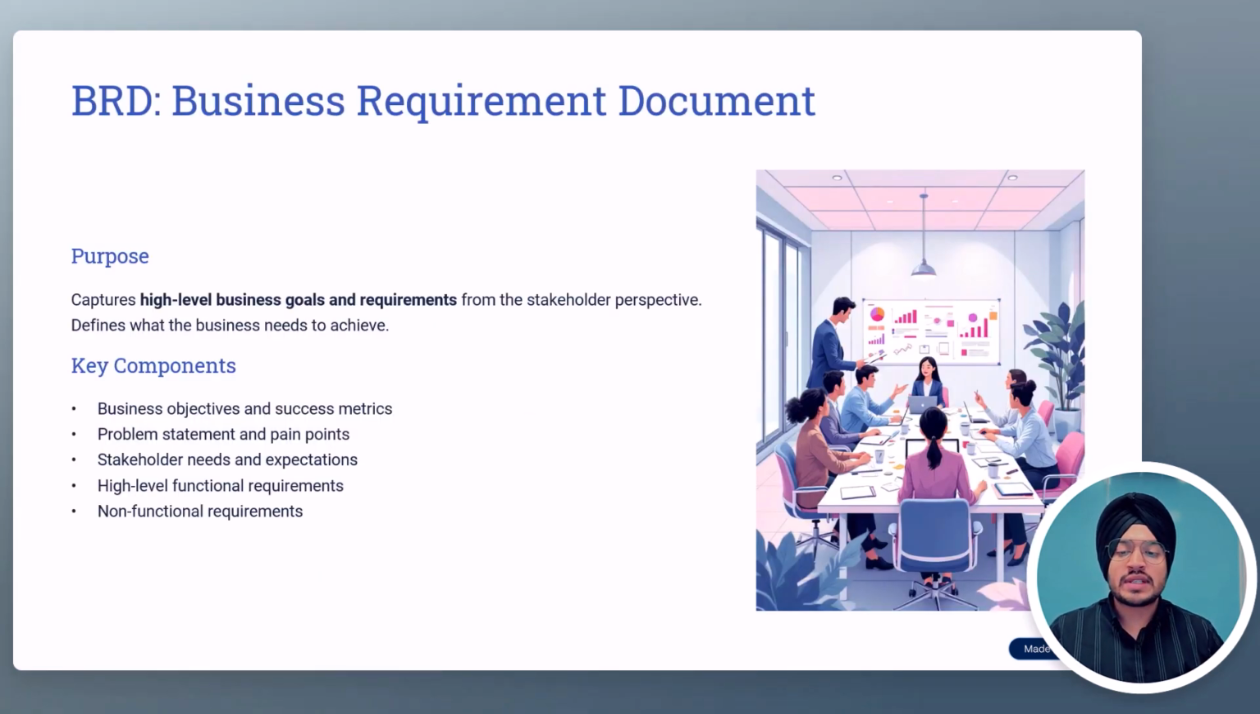So BRD captures high-level business goals and requirements from the stakeholder perspective. It defines what the business needs to achieve. In short, BRD is a high-level document which captures what the project is about, why we are doing this project, the pain points of the customers, and the solutions for it. The key components for the BRD are business objectives and success metrics, problem statement and pain points, stakeholder needs and expectations, high-level functional requirements, and non-functional requirements.